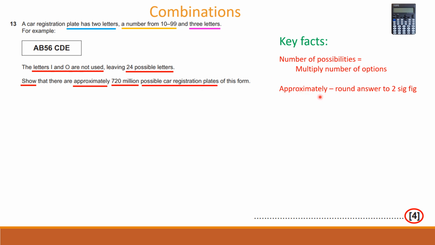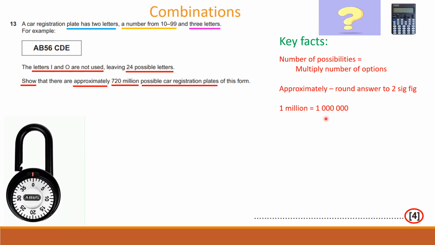Now it says the word approximately. Now our answer is 720 million. So this approximately means that this answer that you get here has been rounded to two significant figures, and that is 2 digits that are not 0. So I've got the 7 and the 2 are non-zero, the rest of the digits are 0. So it's been rounded to two significant figures, and that's what this word approximately here means. Now you've got 720 million. Remember that 1 million is 1 with 6 zeros afterwards.